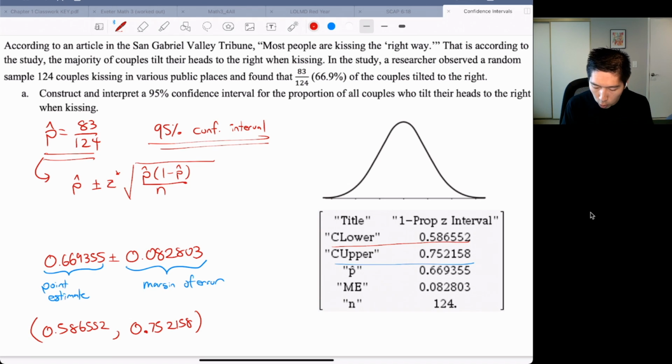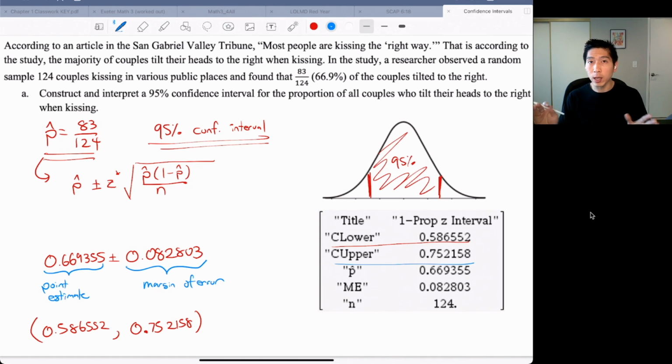So we're going to go back to our normal distribution. We know that the middle value is 95% right here. That means that we have 5% on the left and right all together. So 5% divided by 2, that's going to be 2.5% and 2.5%, which means in our calculator from left to right, we're going to have to type in 97.5%.